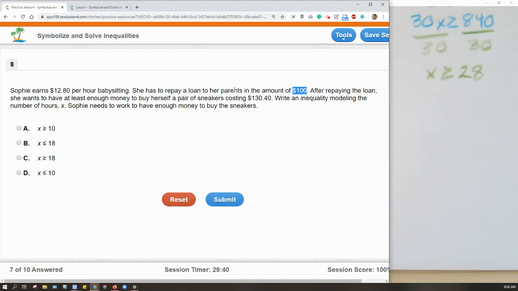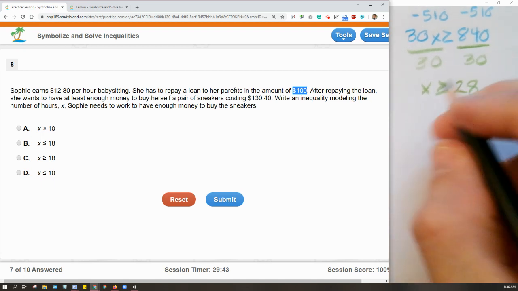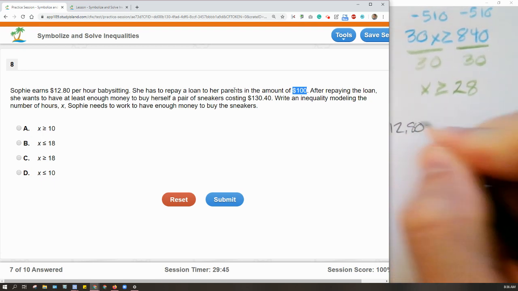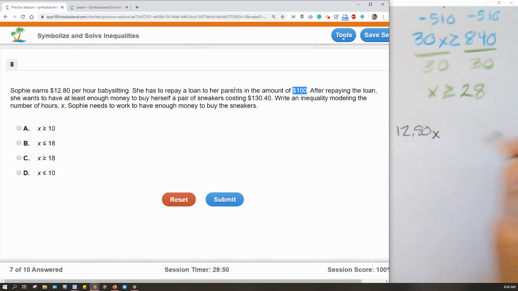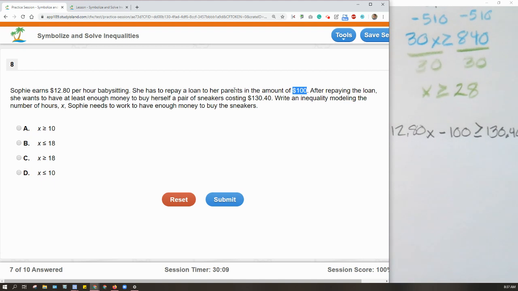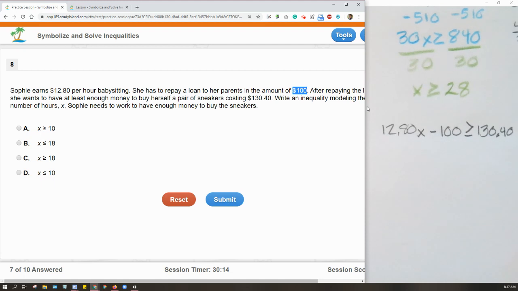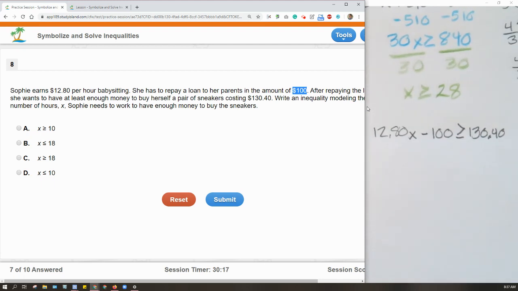So we'll go ahead and write that inequality. Again, she's going to earn $12.80 per hour times the number of hours. This is all the money that she's going to earn babysitting. Let's take away the $100 that she has to pay for her loan, because we're going to take that away from the total. What she has left needs to be greater than or equal to the sneaker amount, which is $130.40. So there's the inequality. She has to earn enough to pay back the $100 and then still have $130.40 left over.